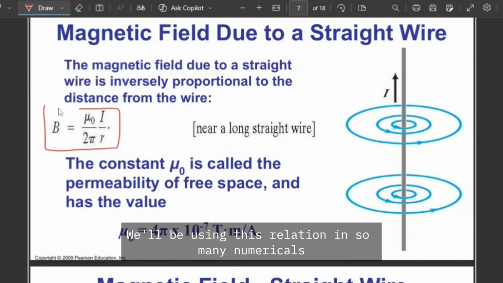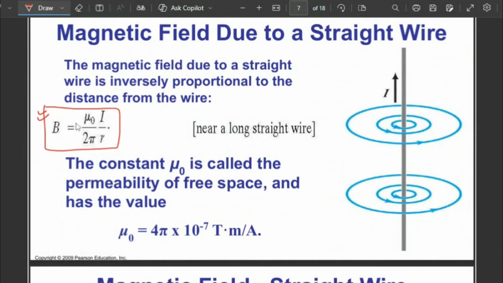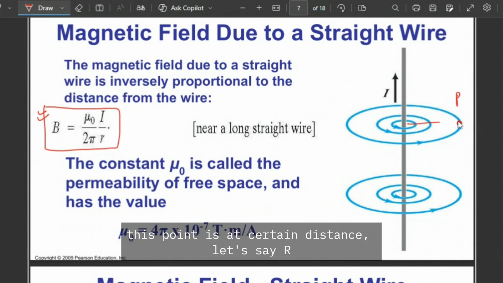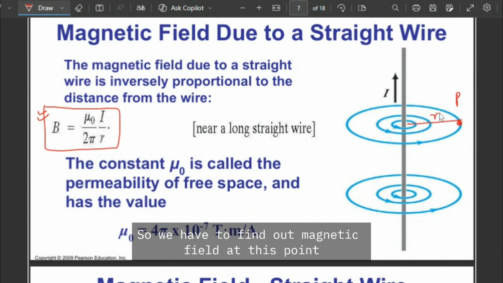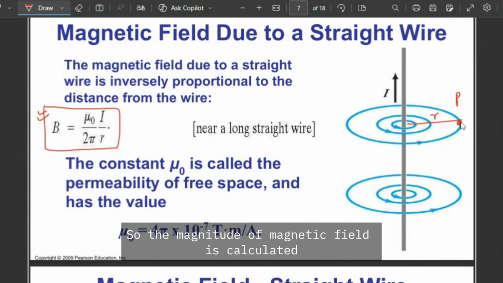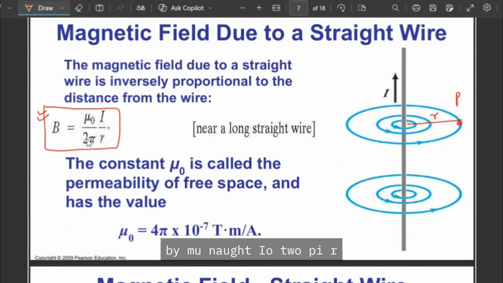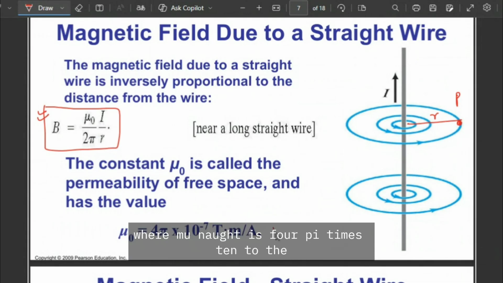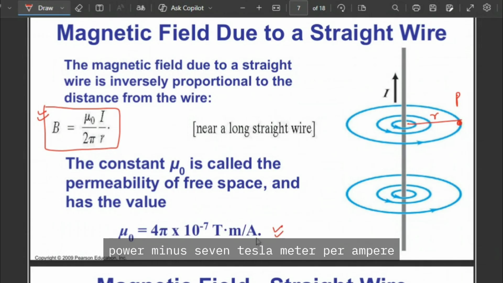We'll be using this relation in so many numericals. So what this relation says: if there is a current carrying wire and there is a point at a certain distance, let's say R, and we have to find the magnetic field at this point, the magnitude of magnetic field is calculated by mu naught I over 2 pi r, where mu naught is 4 pi times 10 to the power minus 7 Tesla meter per ampere.